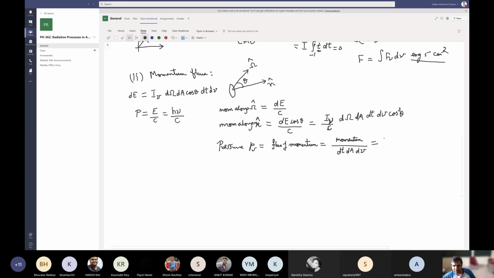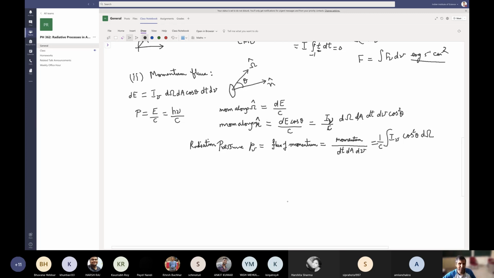so what does it mean? So this is just I nu. So 1 by c comes out of this integral. This is I nu cos square theta d omega, right? So this is called radiation pressure.